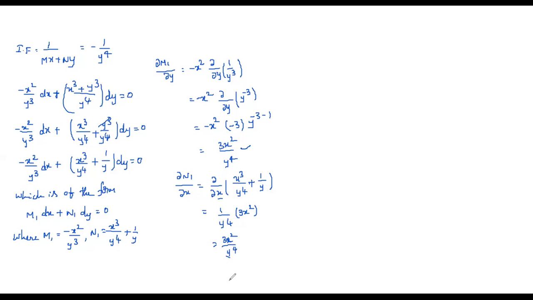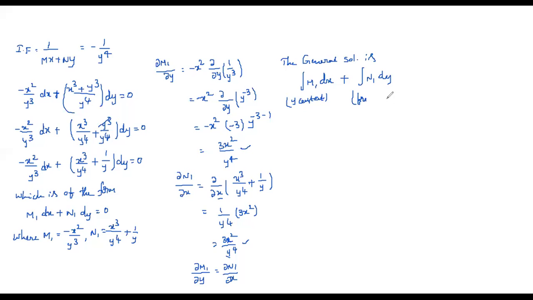And from this, here we got this one, and here also we got this. Simply we can write, dou m1 by dou y is equal to dou n1 by dou x. Okay, next we need to find the general solution. The general solution is integral m1 dx, where y should be treated as constant, and next integral n1 dy, where we have to choose the terms only without having x, is equal to c.